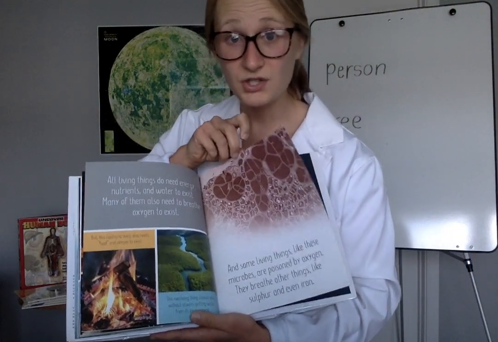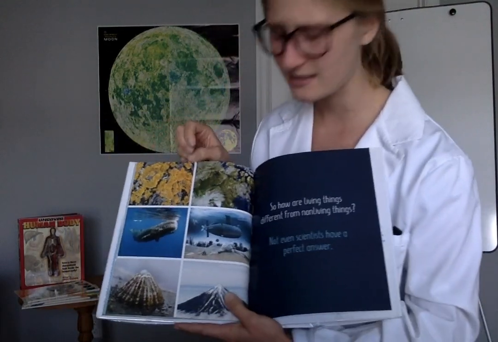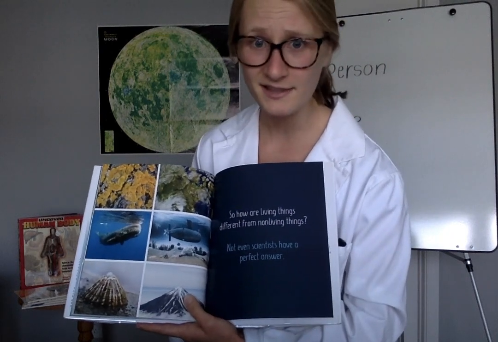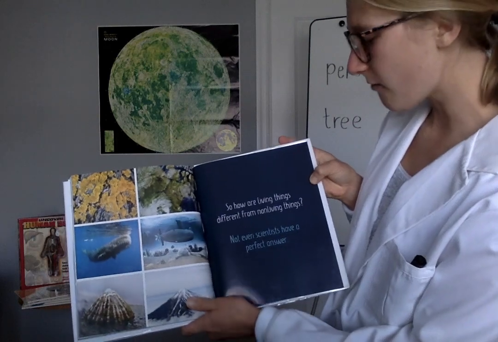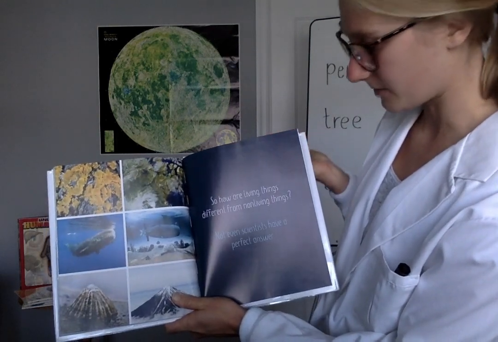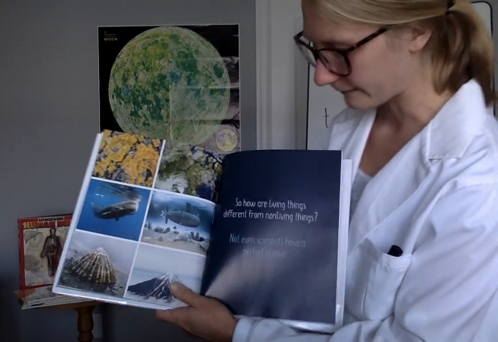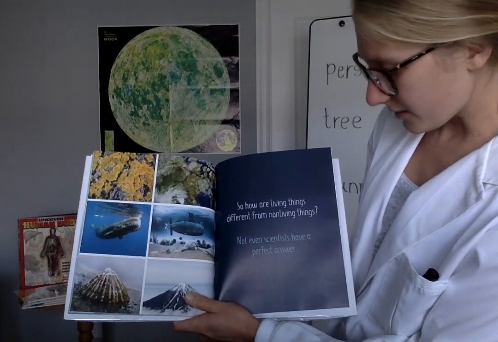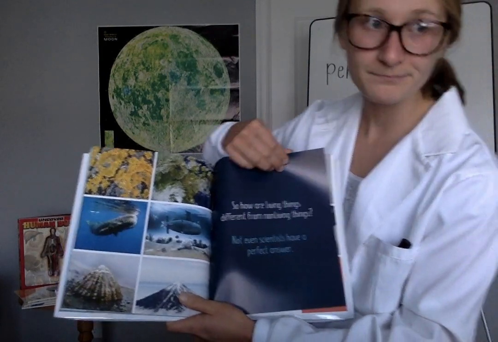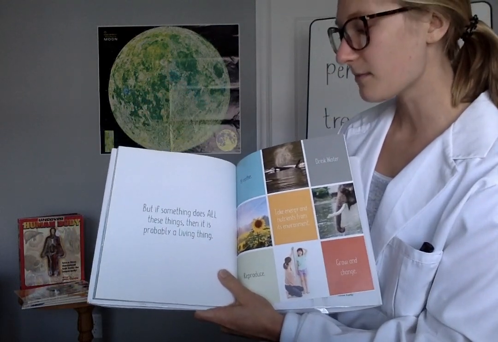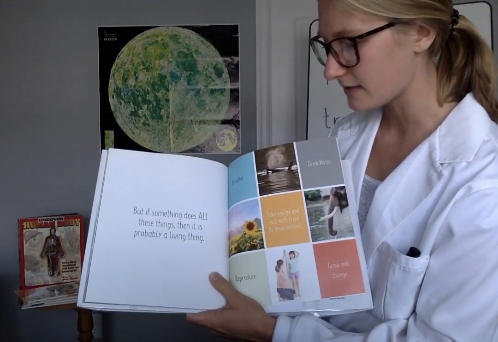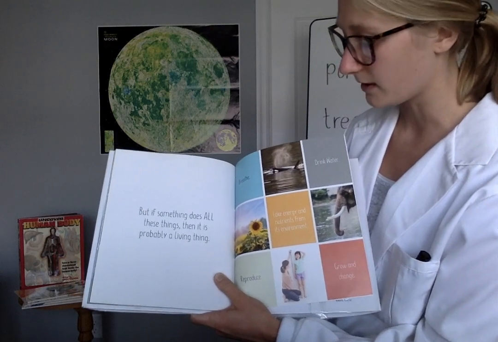Wow, our world is so complex, it's so hard to understand. So thankful we have scientists like you and me to figure this out. So how are living things different from non-living things? I really want to know. Not even scientists have a perfect answer. We're all still figuring it out. But if something does all these things, then it is probably a living thing.